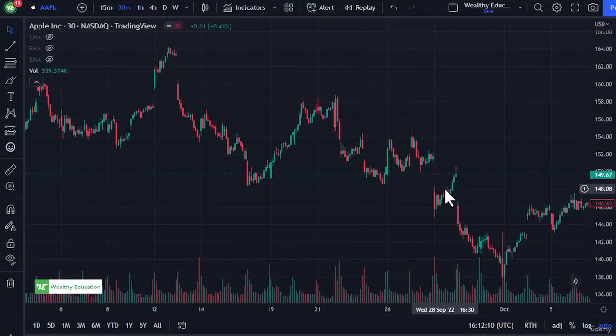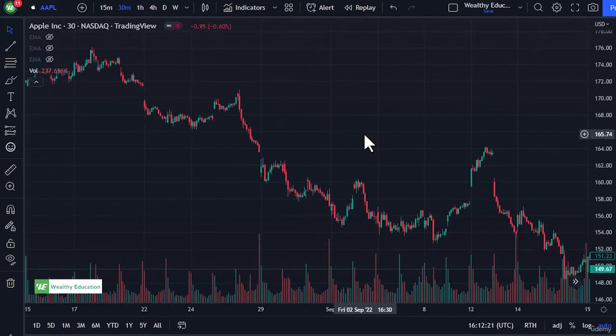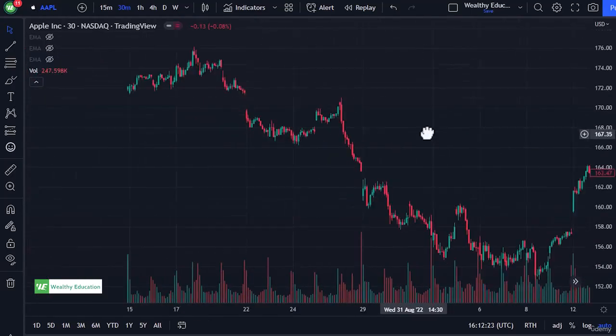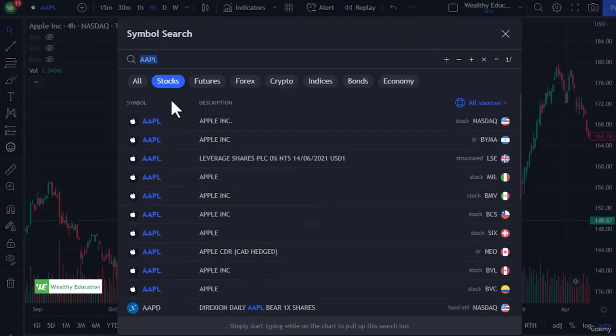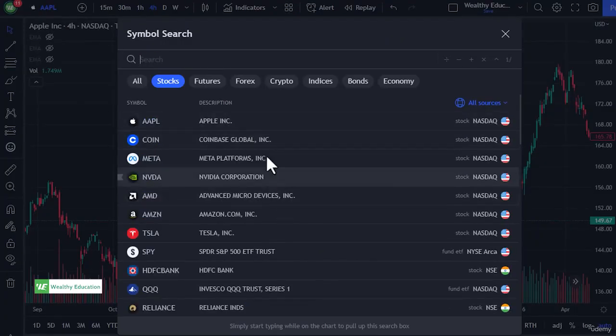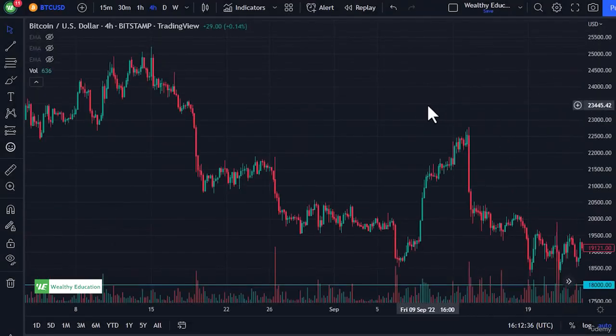Gaps tend to get filled. So, here's a massive gap. Right here at the top, we formed a fairly voluminous candle to fill that gap, and then we continued down trend. There are other ways that you can look at volume for breakouts. Actually, let's go back. Let's go over to crypto. So, Bitcoin dollar.